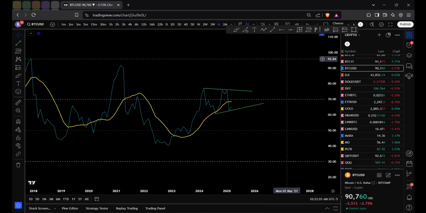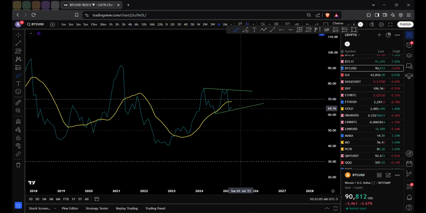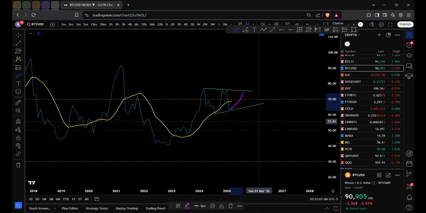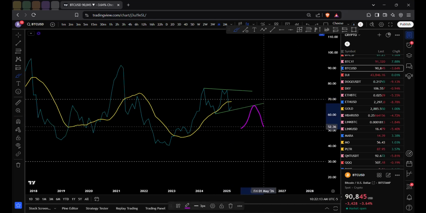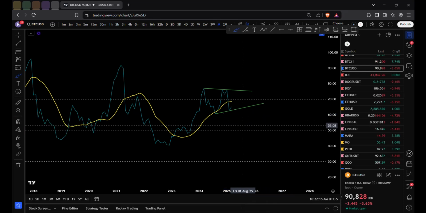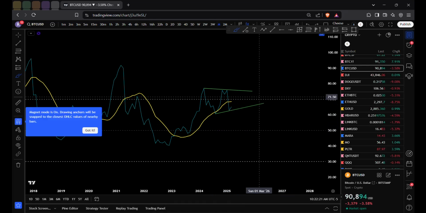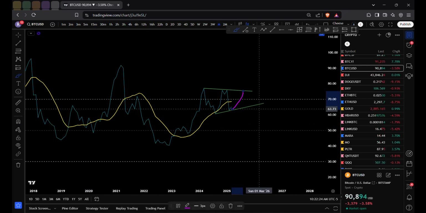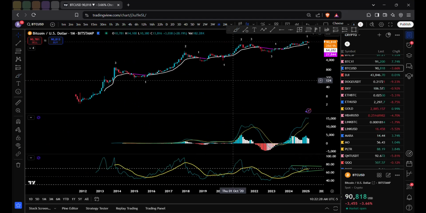We have a triangle. Triangles usually lead to apex moments, and we could potentially go back up and form another lower high. But what this means, this bounce here and room to grow, especially in section A, which is when your RSI is above the 50 and below the 70. If we break the 70 and go back above, we can have another bullish couple of months. We could. So, not my opinion.